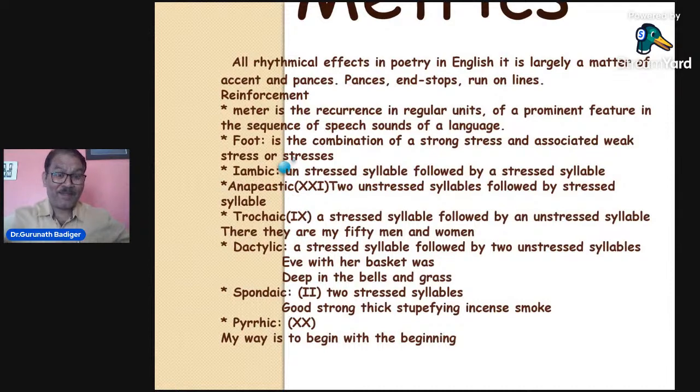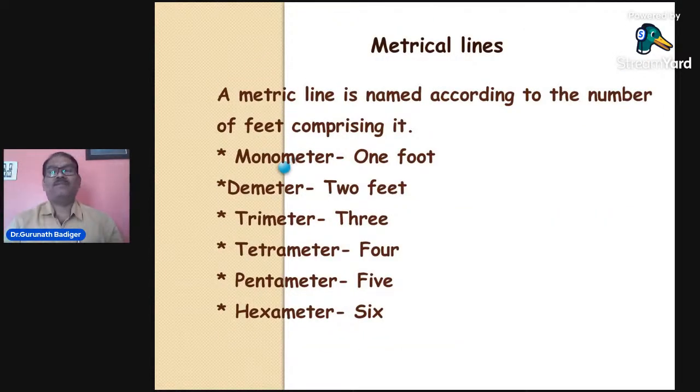What is refrain? Refrain means repetition of a poetic line. That's what "For men may come and men may go, but I go on forever." In Yeats's Easter 1916, "A terrible beauty is born." Similarly, we find such refrains in every poem, and we should know the meter. If it is one foot, monometer; two feet, dimeter; three feet, trimeter; four feet, tetrameter; five feet, pentameter; six feet, hexameter.